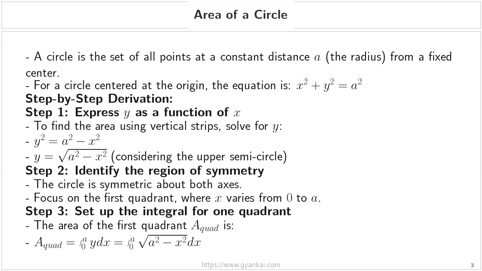Now that we understand the power of symmetry from our previous slide, let's put it into practice by deriving the area of a circle. In the next slide, we will apply the integration formula to solve this integral and find the total area.